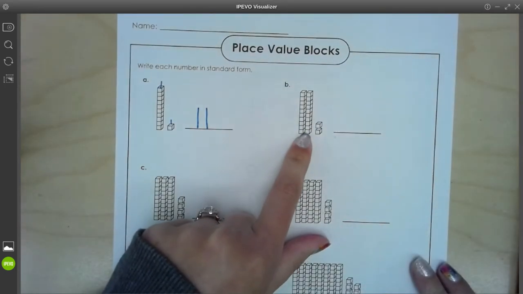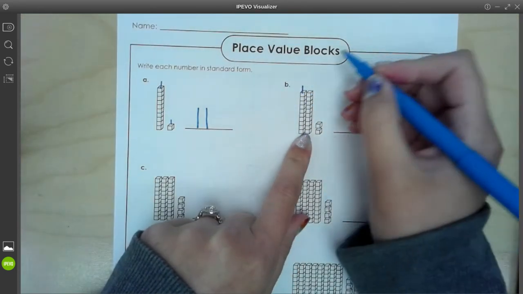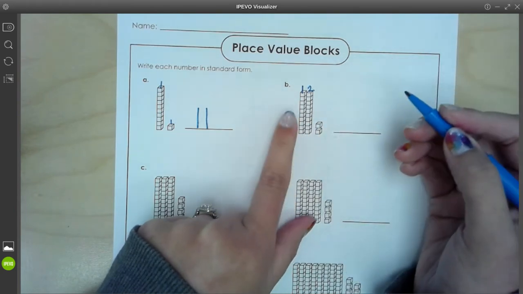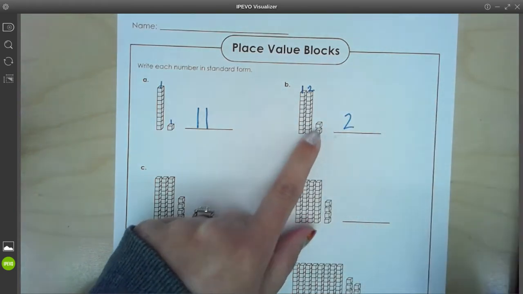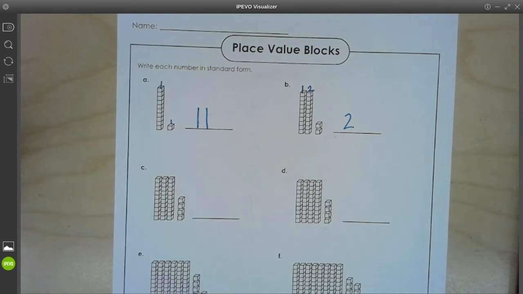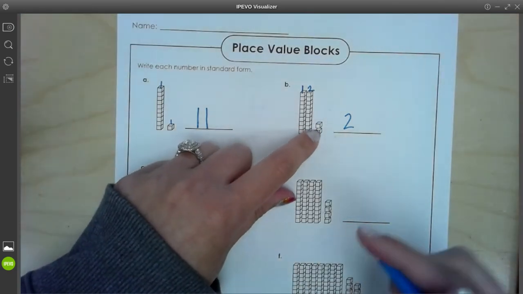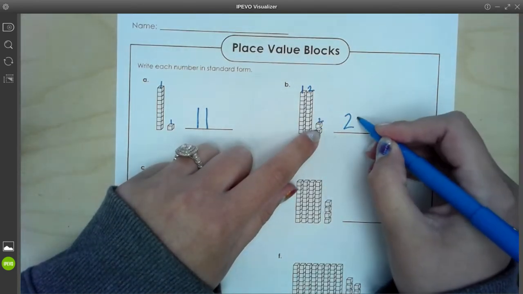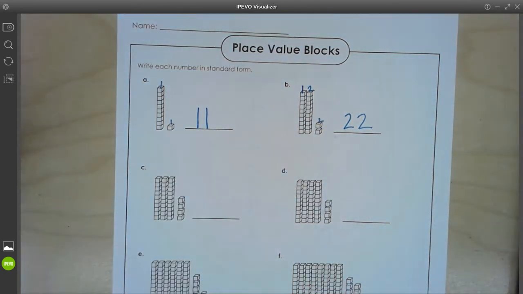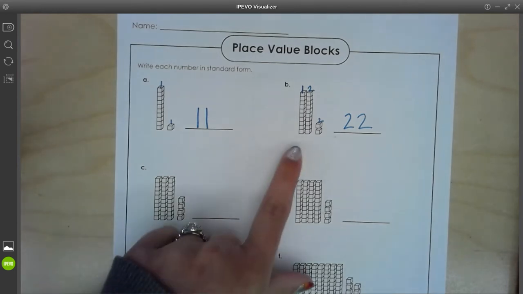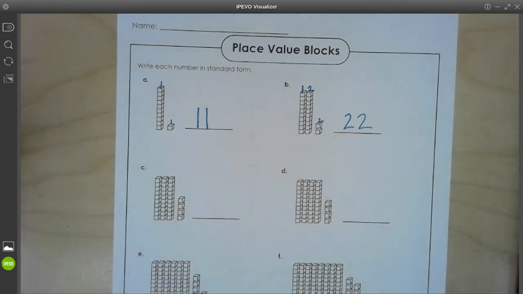Now if we go over here, I have 1, 2 ten blocks. So I'm going to put a 2 in the 10 spot. And then if I count my ones, I have 1, 2. 2 ones. So 2 tens and 2 ones gives us the number 22. So those place value blocks show 22.